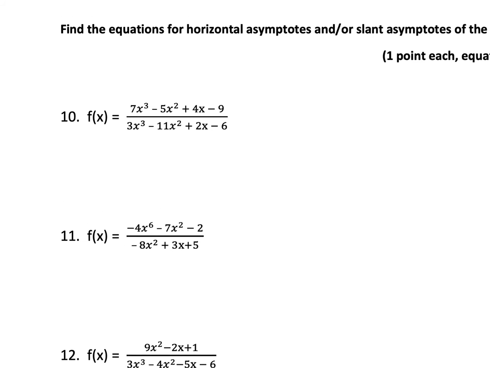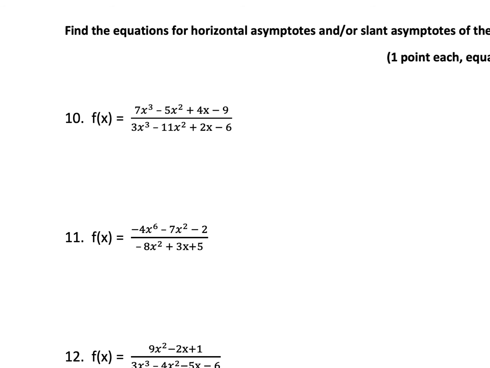Okay, the first one is bigger on top. What's the rule? No, wait, it's not. It's the same on both. What's the rule for those again, Miss Pap? Then it's a ratio of the lead coefficients. So, final answer? 7/3. And why did I use y equals? Because it's a horizontal. Horizontals are the y, horizontals.